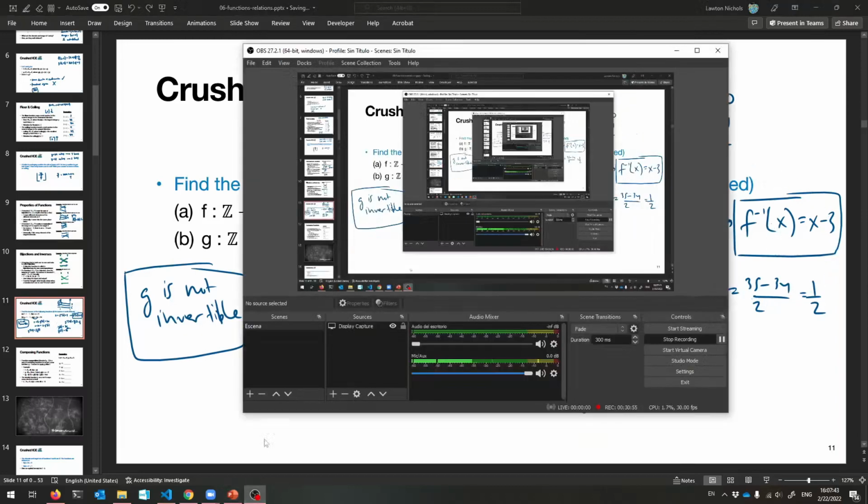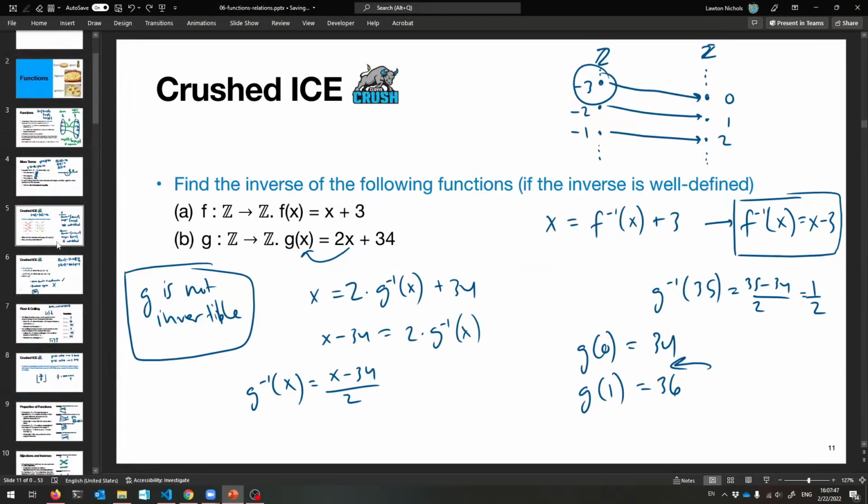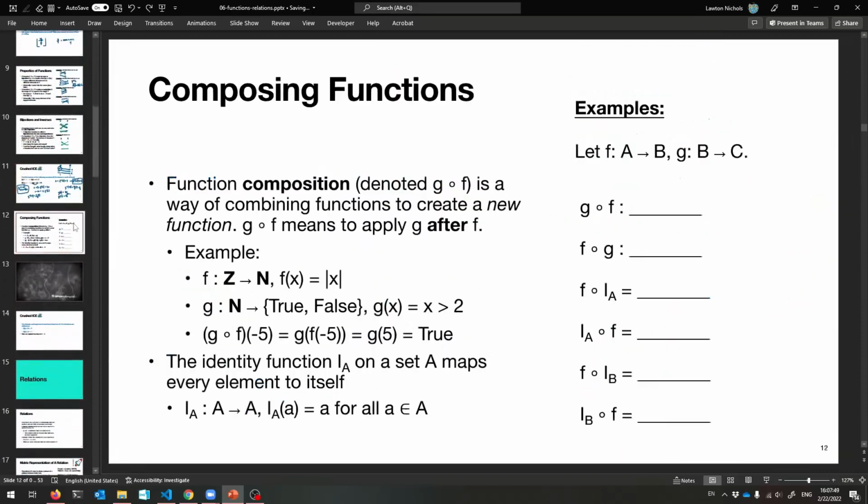All right, so one slide more, and then we will have our break and let you think about things some more. So let's talk about composing functions. All right, so give this a try, and then we'll do it together. So function composition, this is when you take two functions, bring them together somehow. This is how you create a new function, okay?